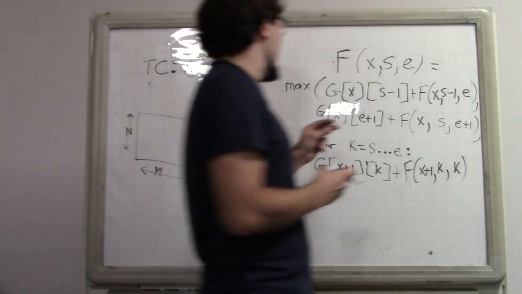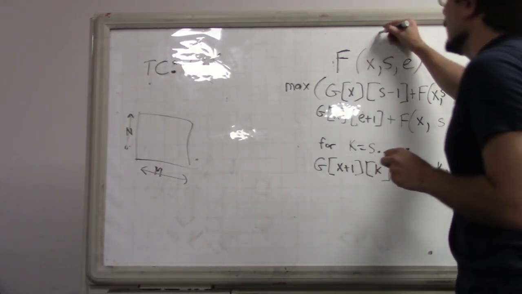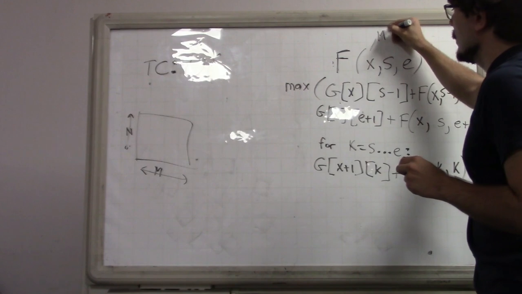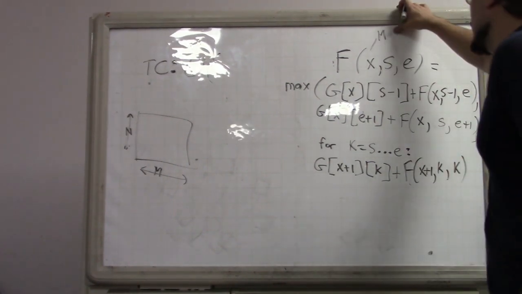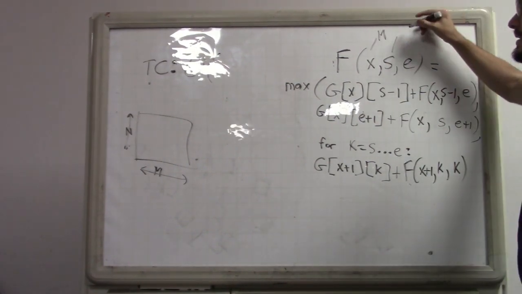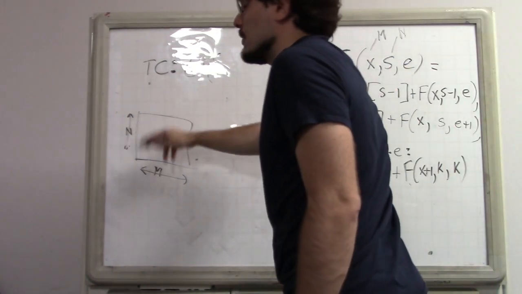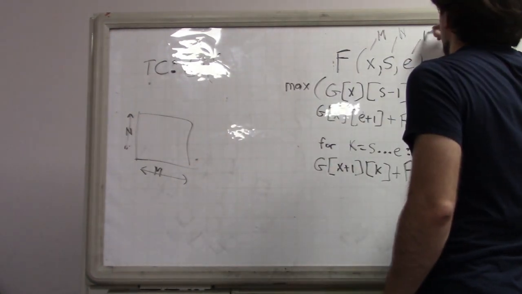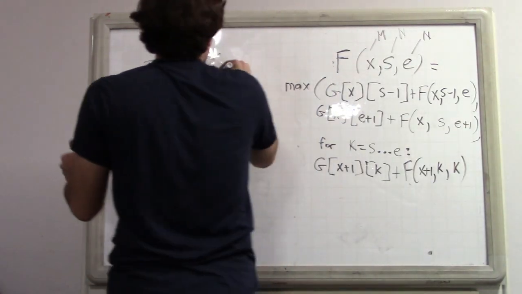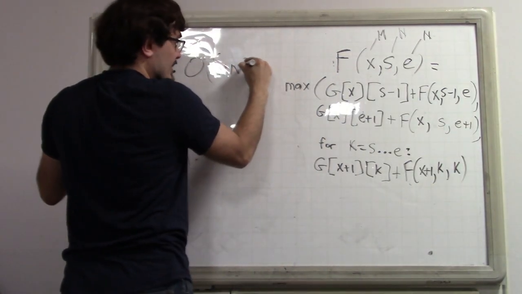Okay, so how many values of x? This is m, right? M possible values, or plus 1, it doesn't really matter. S is n, right? It's a y value. And this is also n. Okay, so m n squared states.